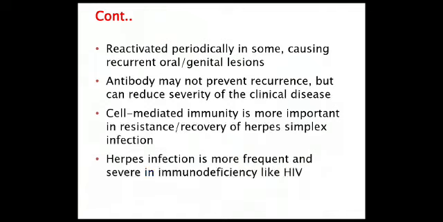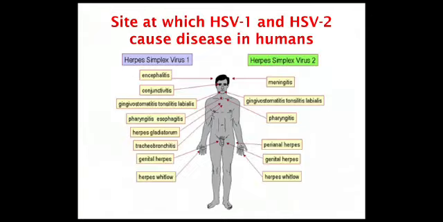Once they have the latency, they get reactivated periodically, causing recurrent oral or genital lesions. Antibodies may not prevent the recurrence, but because of the presence of the antibodies, the severity of the clinical disease can be reduced. Cell-mediated immunity is more important in resistance and also the recovery of herpes simplex infections. The herpes infections are much more frequent and disseminated when it comes to immunodeficiency patients, for example, HIV infections.